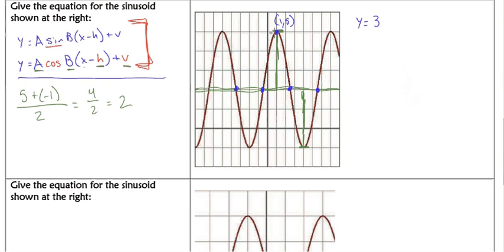So we're going to use cosine because we know that it starts at the maximum, and here's a clean maximum value we can use. And so we're going to use cosine.